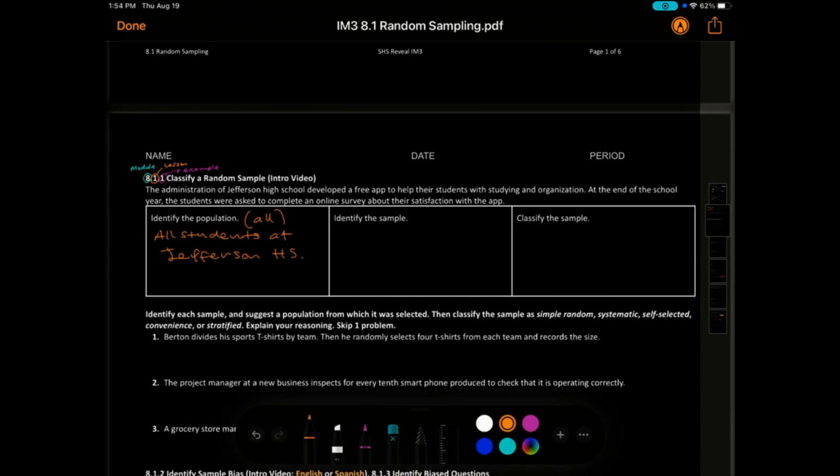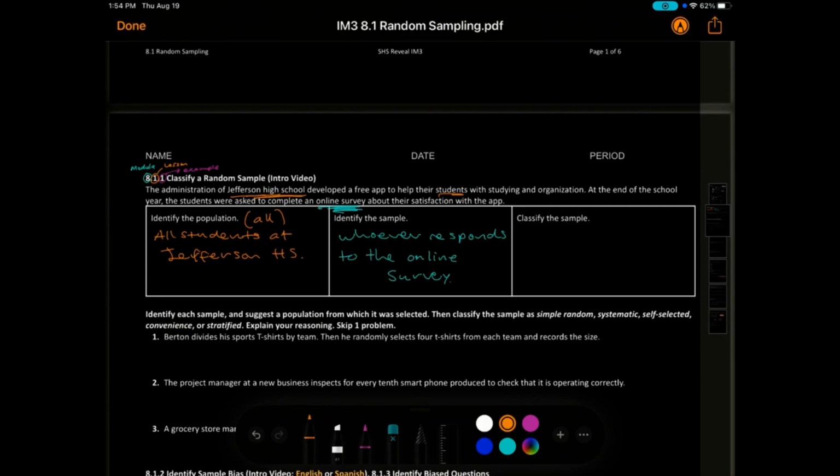Okay, who is the sample? Well, maybe administration can't talk to everyone, so the sample is whoever responds to the online survey. So we said that everybody at Jefferson High School, all the students, are going to use the app, and then we need to classify the sample from above.